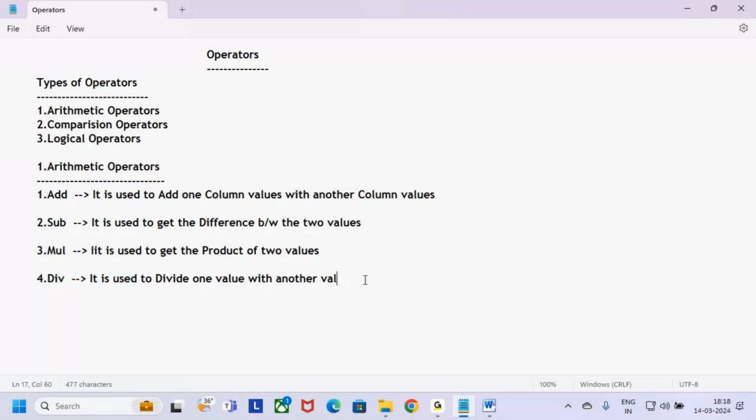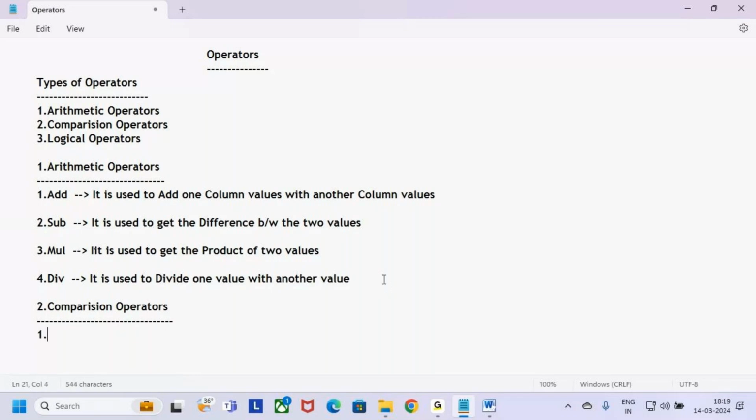And the next one is comparison operators. Now, what are the different types of comparison operators we'll have? So in general, what is meant by comparison operators?